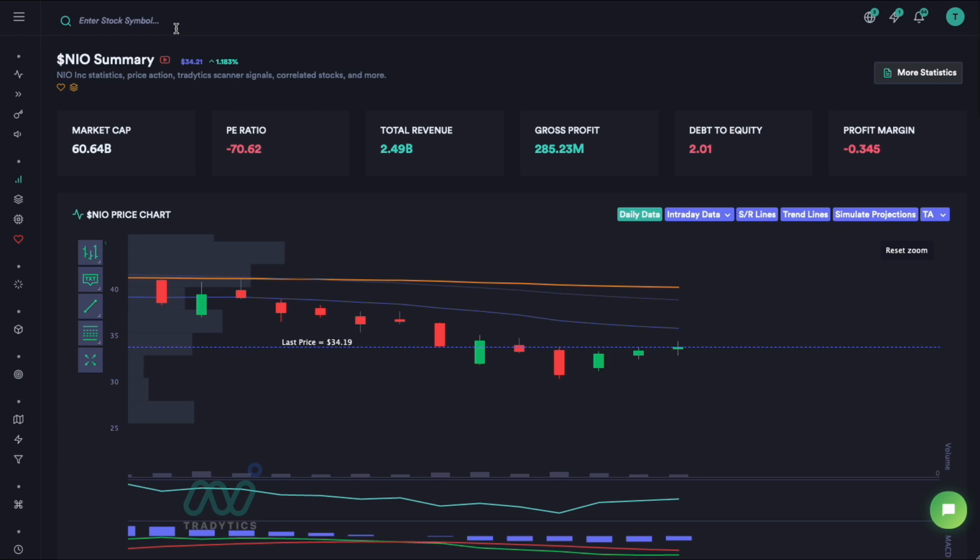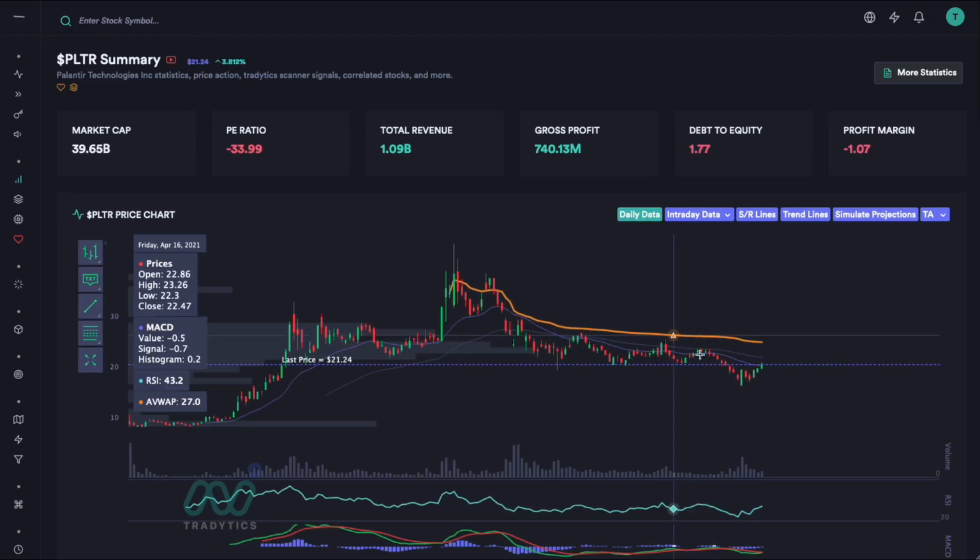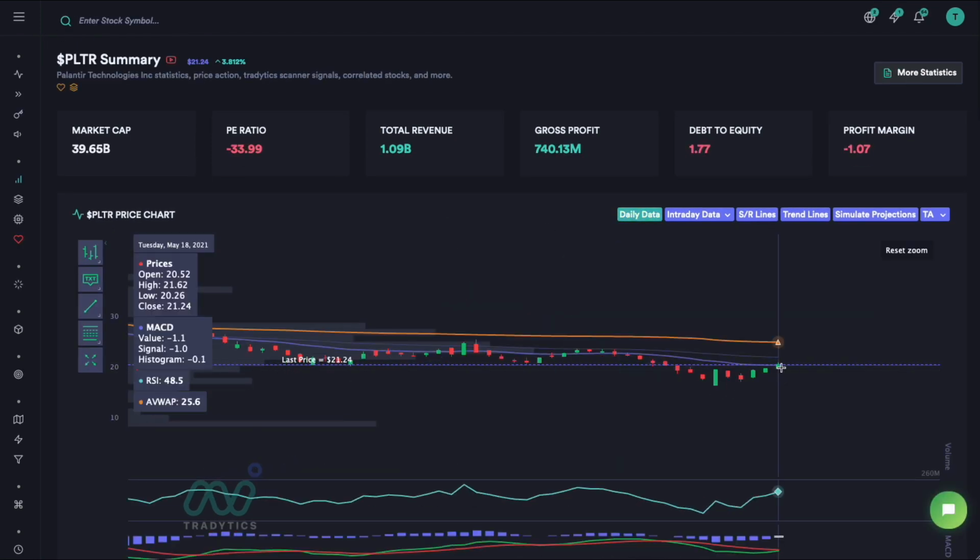I think PLTR has a very similar setup where it tried to break this level, but it couldn't. So we now have the 20, the 50, I think it is, we now have the 20 moving average resistance and the horizontal resistance. So that's good for us. I might play puts here as well, but let's see.